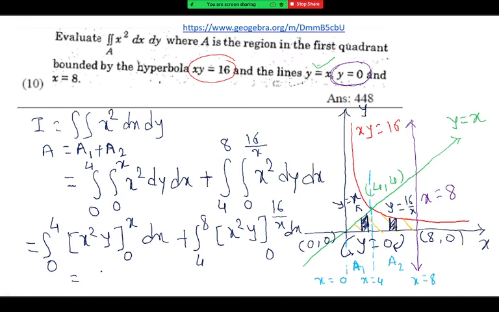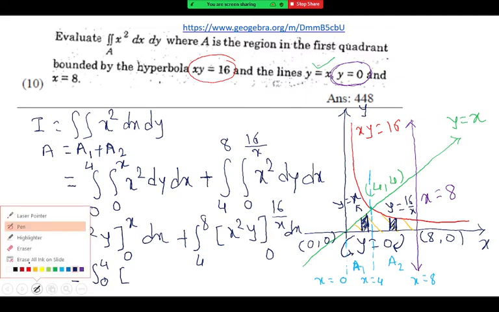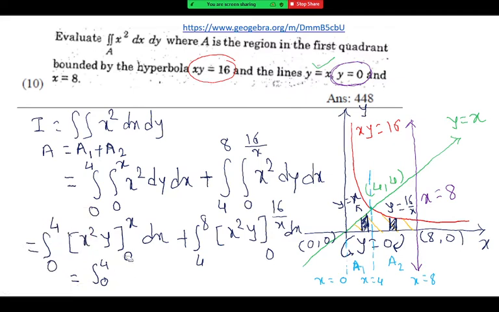So we'll put upper limit and lower limit. If we put the upper limit, the first integral sign is there, 0 to 4. It becomes x cube, just x cube, correct? x cube dx only. Lower limit it is 0, is it? Plus 4 to 8. And what about this integral?